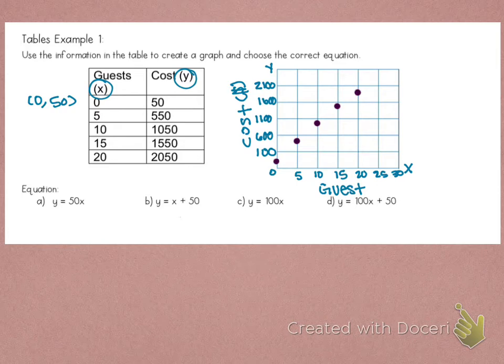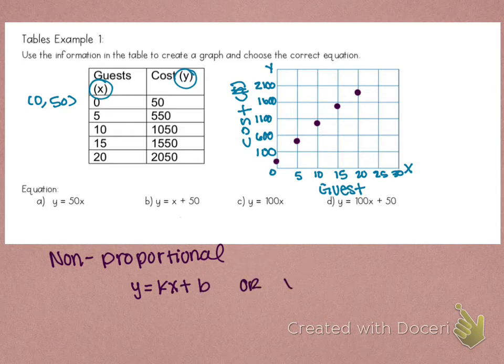Okay. So it says, write an equation that can represent, well, with non-proportional relationships, we have an equation that we use, and that is y equals kx plus b, or y equals mx plus b, and that m and k are interchangeable depending on what we're representing. But what makes the non-proportional equation unique is that plus b.